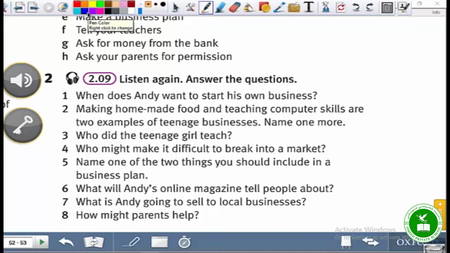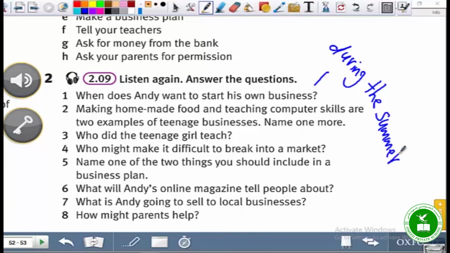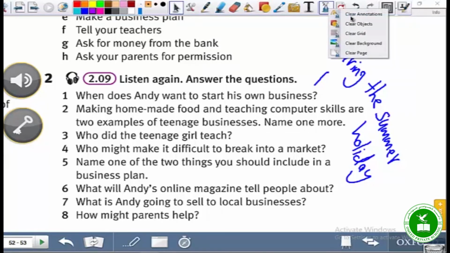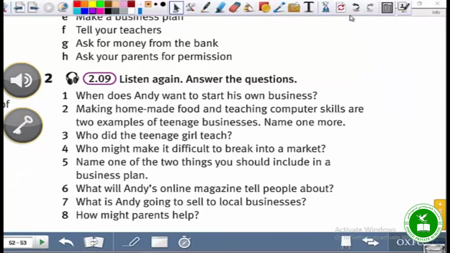So the answer is during the summer holiday. Okay? During the summer holiday. The rest of the sentences are your homework. So, let's continue.